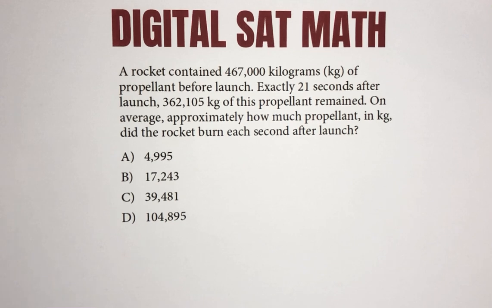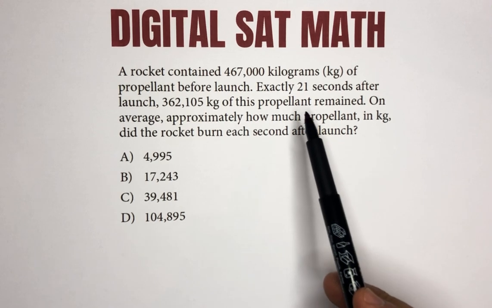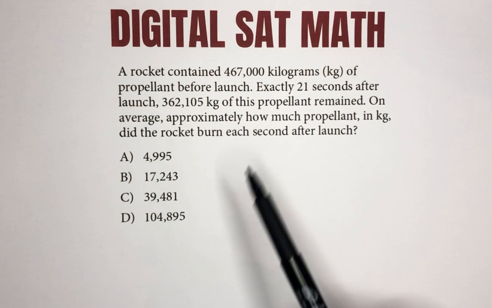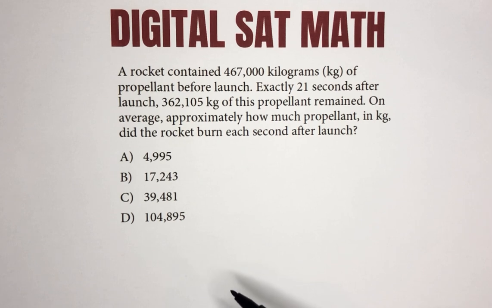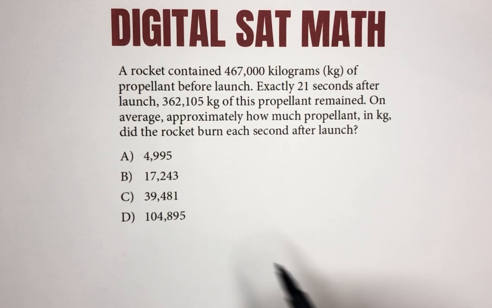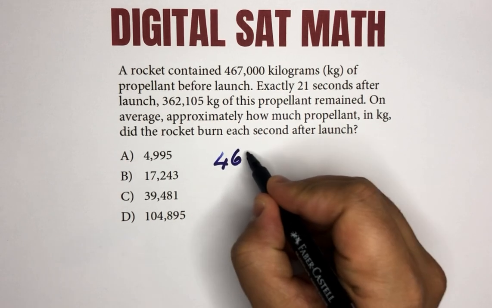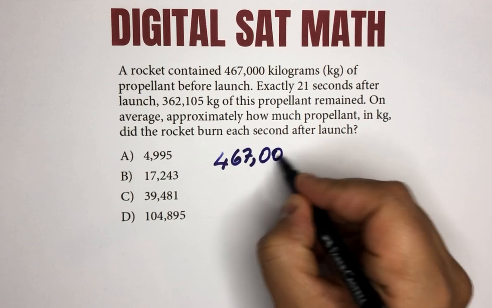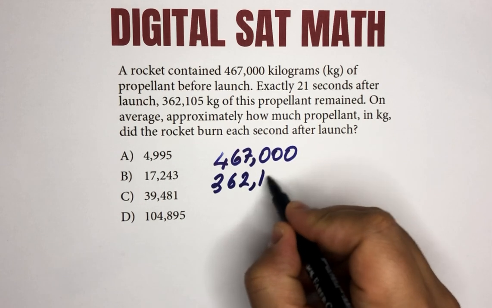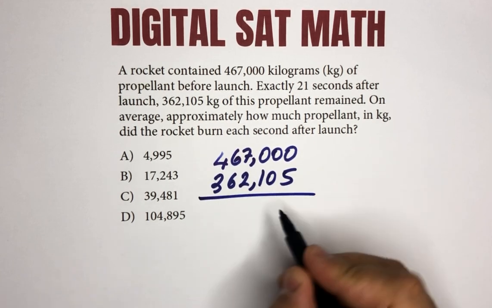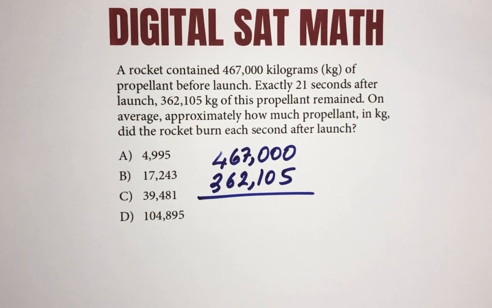So, for this problem, you need to understand how much of the total propellant was consumed during these 21 seconds of the rocket's launch. To find that, we're going to subtract 362,105 from 467,000. During the digital SAT, you are able to use your calculator.